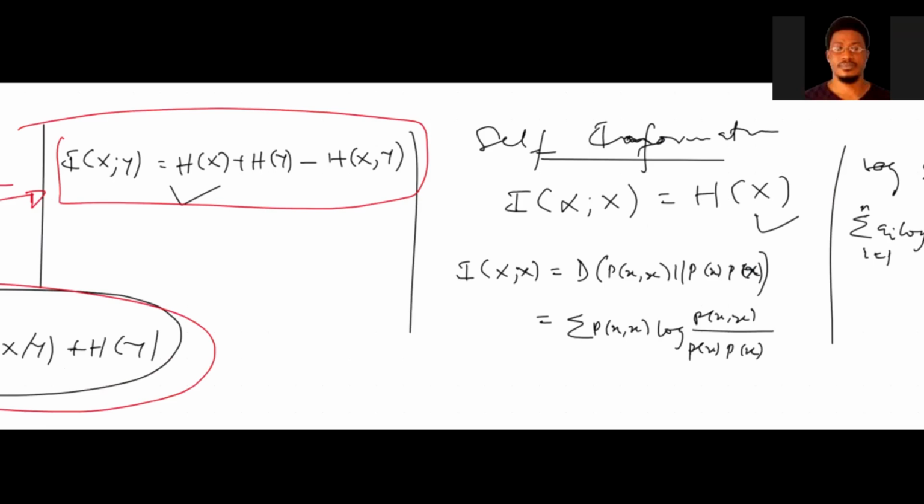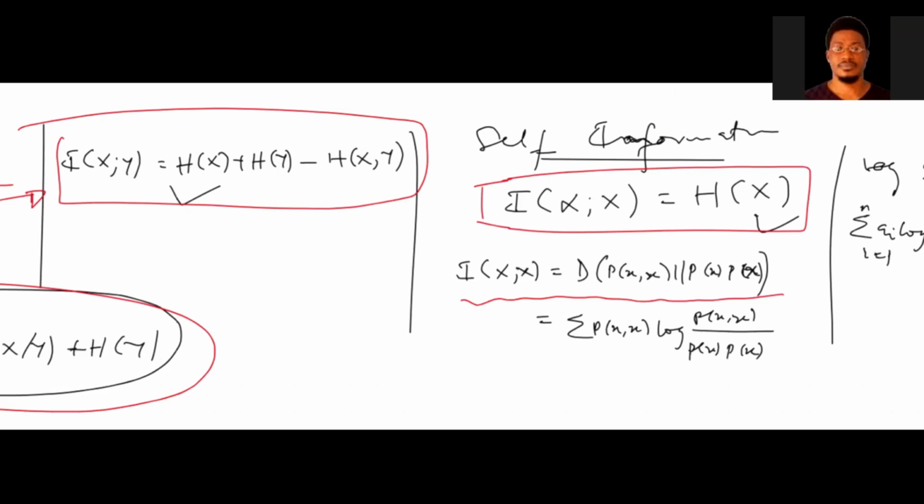And one more thing that we're going to talk about here is self-information. That is, the mutual information between X and X is the same as the source entropy. Okay. Now, this you can also derive. You can also prove this. It's pretty simple and straightforward.